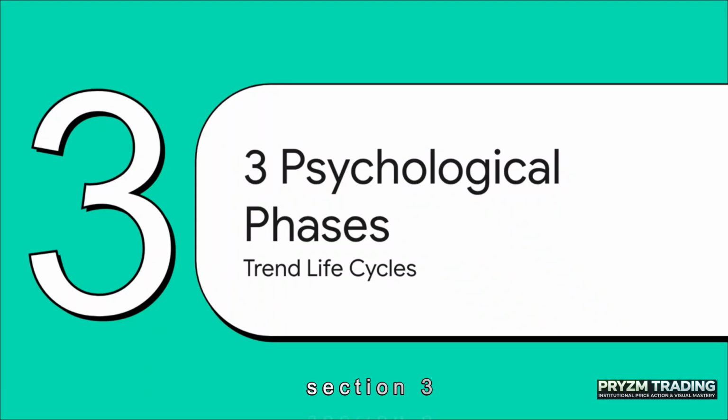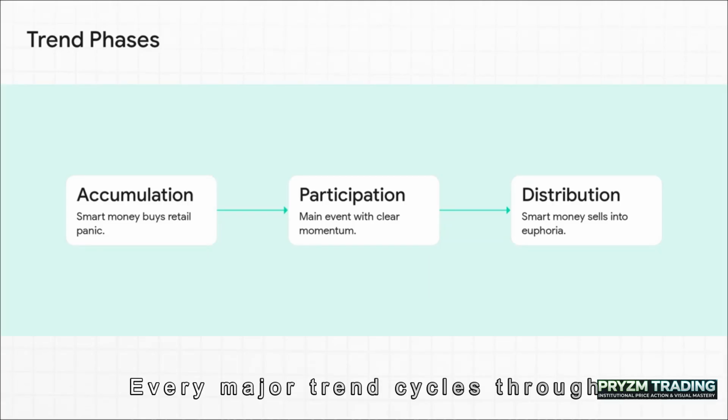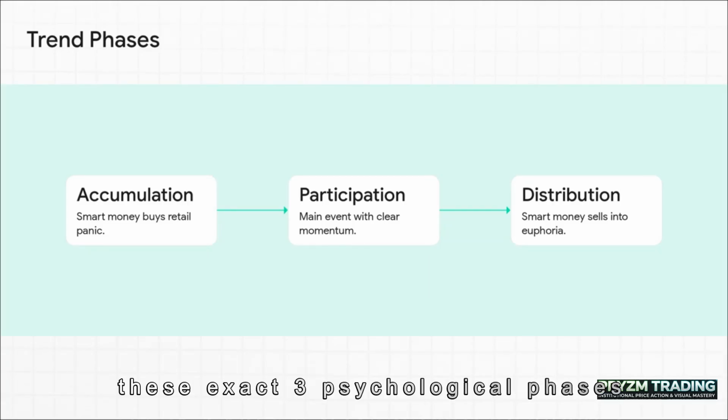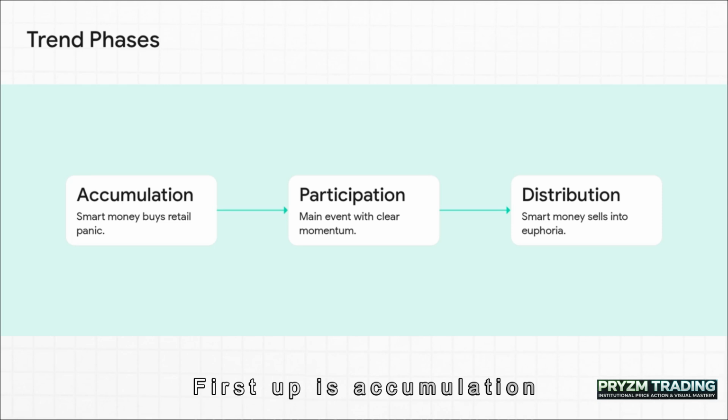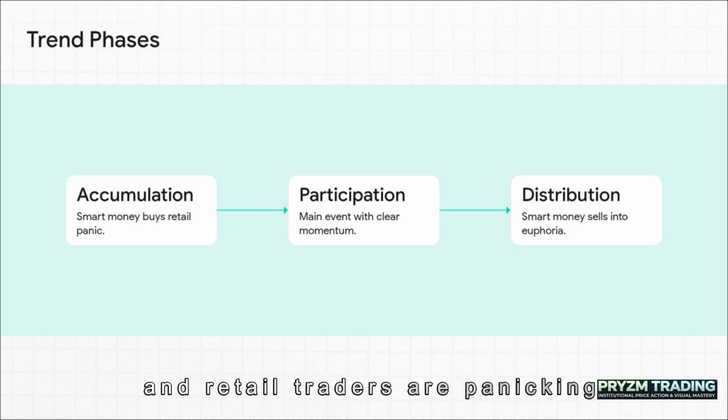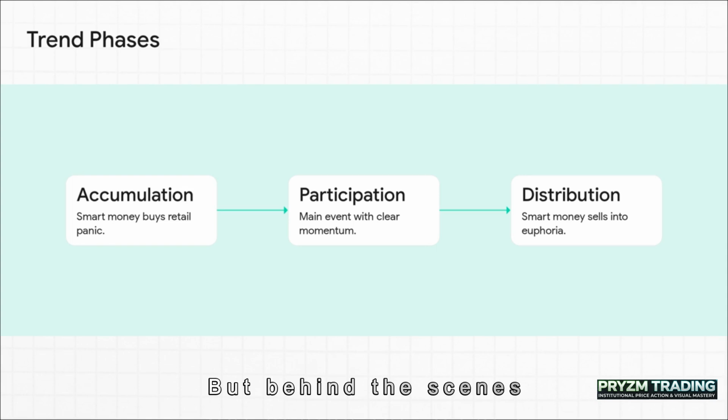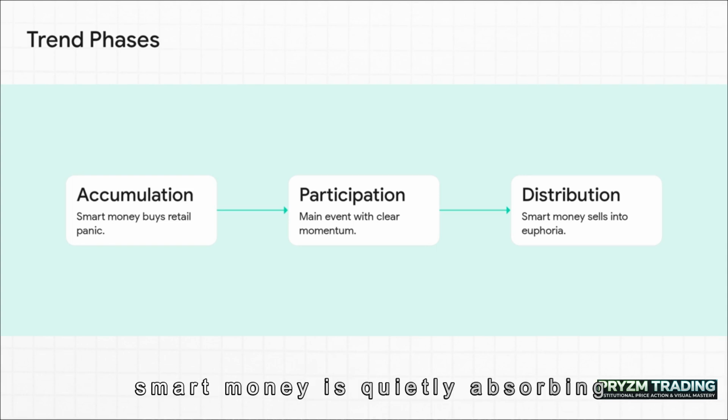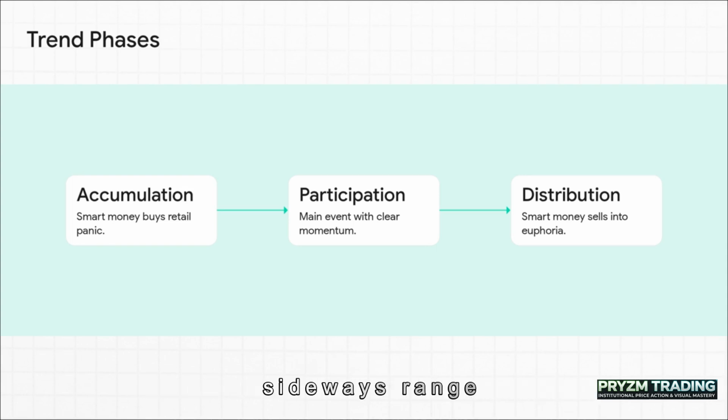All right, Section 3, the 3 psychological phases. Now we know how to define a trend, but we need to know exactly where we are inside its life cycle. Every major trend cycles through these exact 3 psychological phases. First up is accumulation. The market's been declining, the news is terrible, and retail traders are panicking and selling. But behind the scenes, smart money is quietly absorbing all that panic in a boring, tight, sideways range.